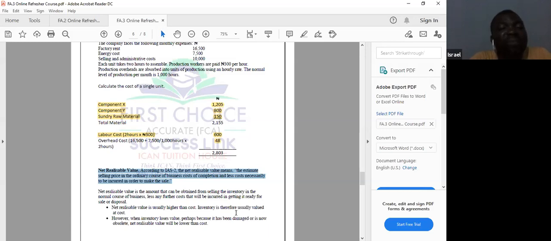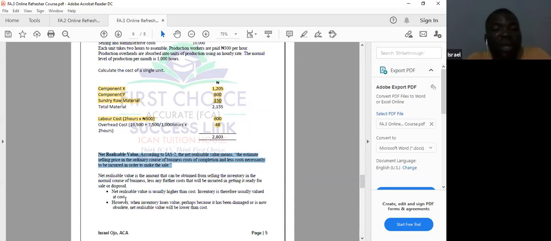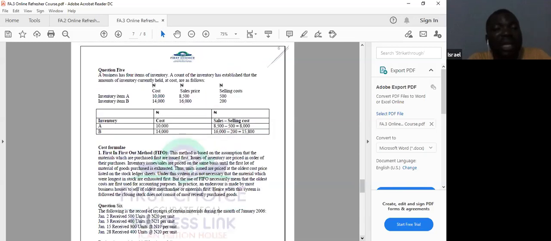It means that this is the best amount that you can collect or be paid as regards to this particular inventory. Then the net realizable value is the amount that can be obtained from selling inventory in the normal course of business, less any further cost that will be incurred in getting it ready for sale or disposal. And when I'm talking about the normal course of business, it is a transaction at arm's length. It means transactions that are done at arm's length between two market participants, that they are neutral.